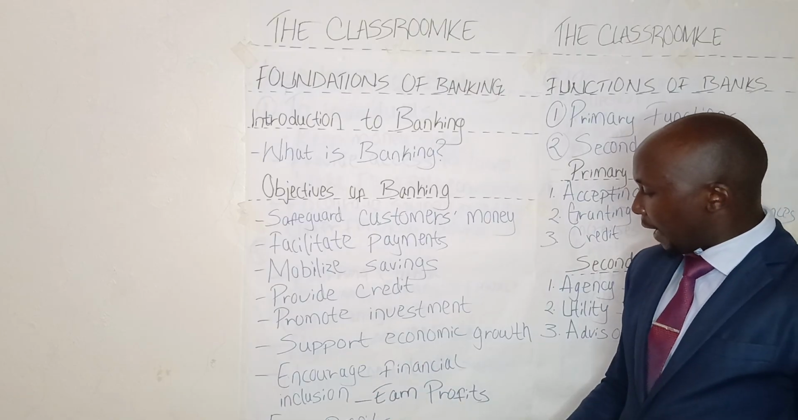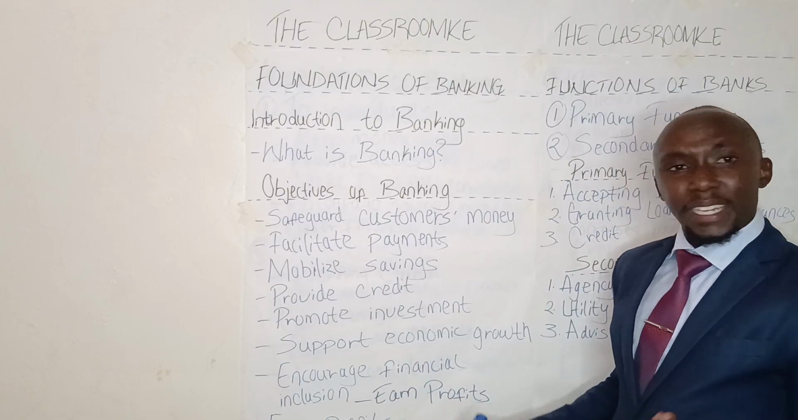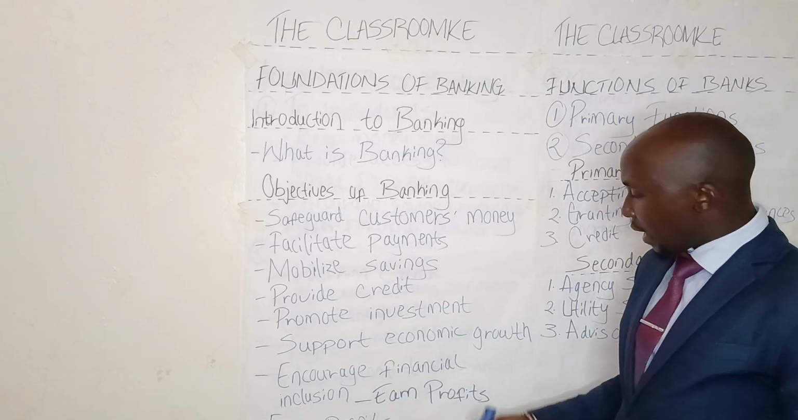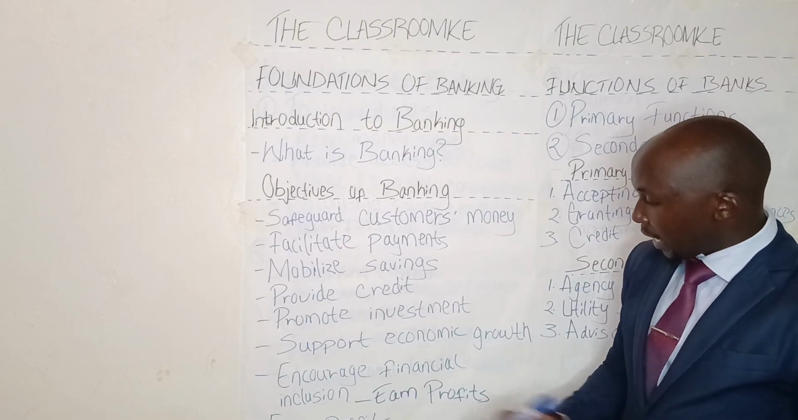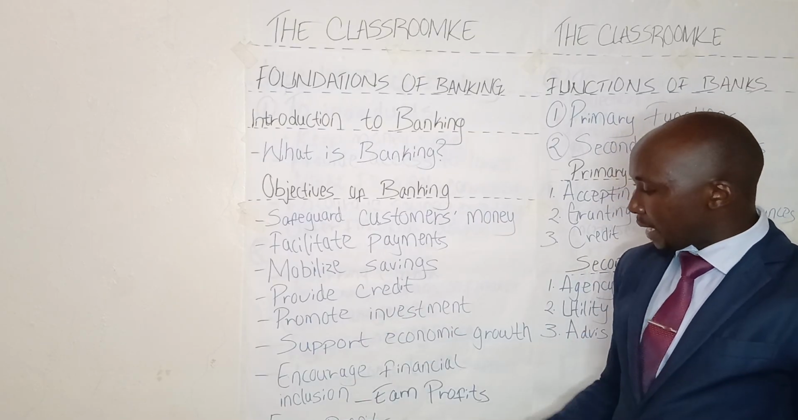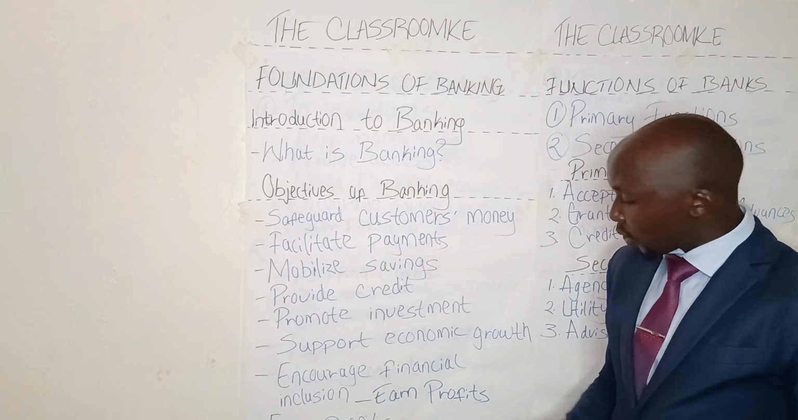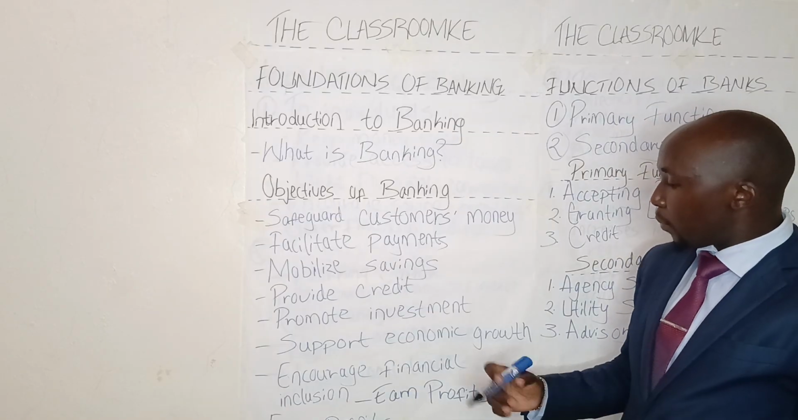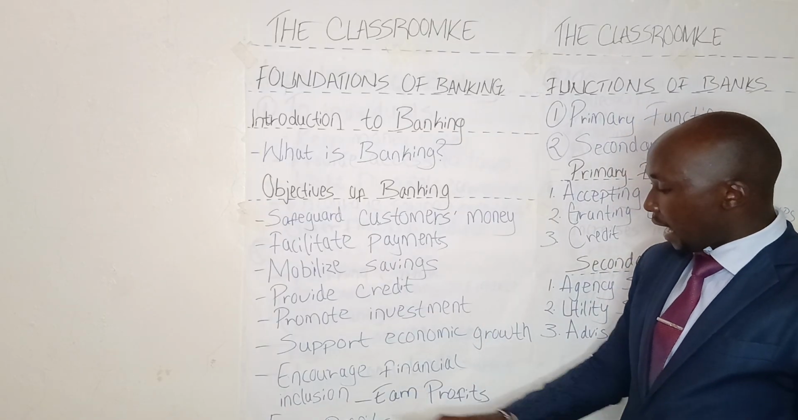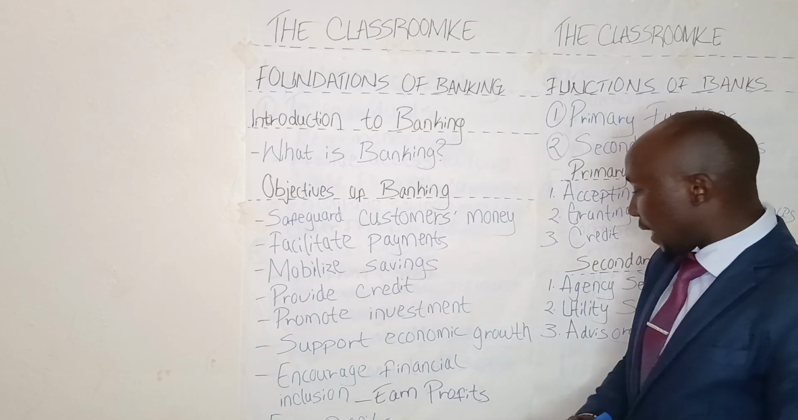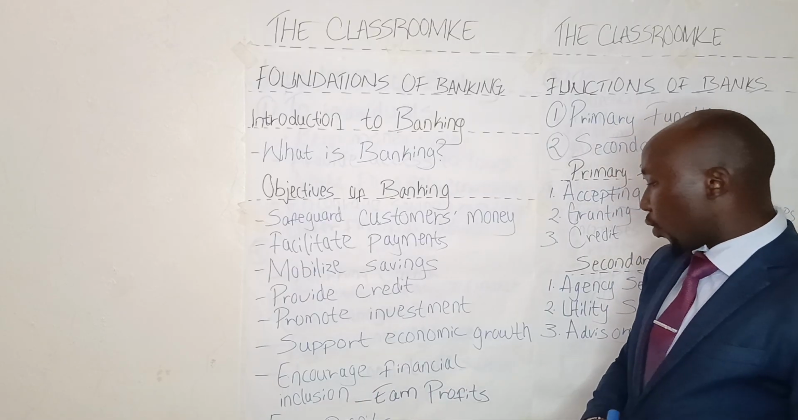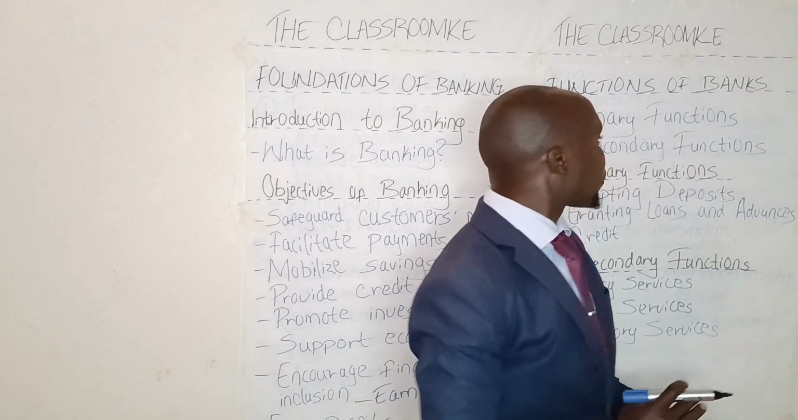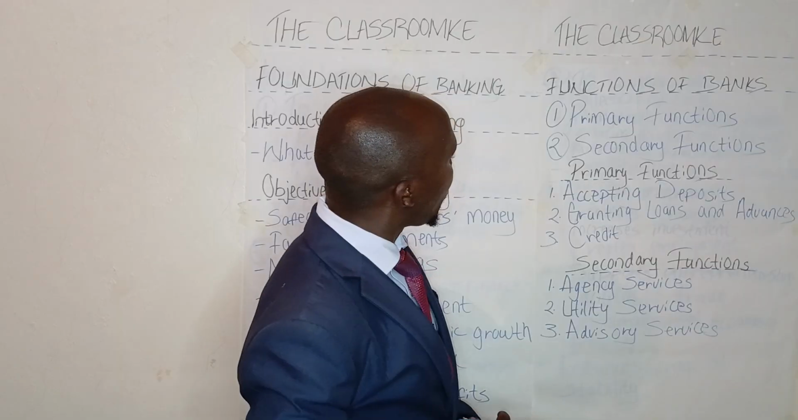Also, programs like financial literacy programs, so that they empower people, they expose people, so that they are able to participate in the formal economy, as we have said. Also, mobile banking, internet banking, and all those methods of digital banking services, they make sure that everybody, even people in the rural and underserved areas, are able to participate and join the formal economy. That's encouraging financial inclusion.